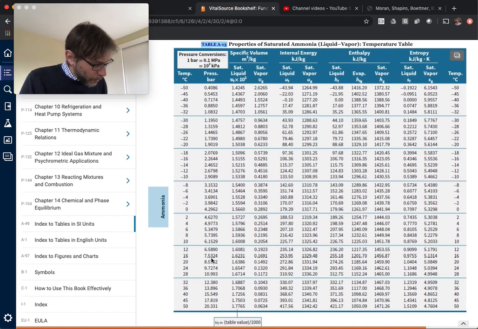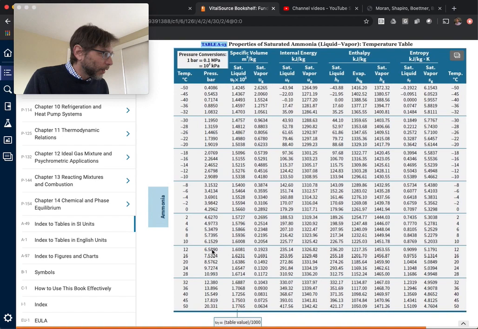So P2, we know because it's saturated. If we know the temperature, we know what the pressure is. It's 8.5762 bar. So we know V2, and let's just copy down these things that we know.